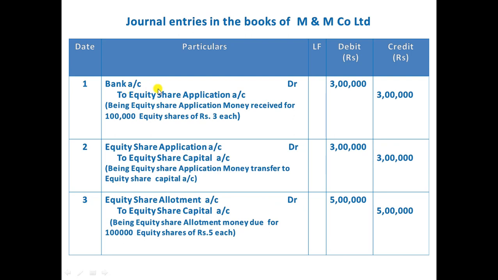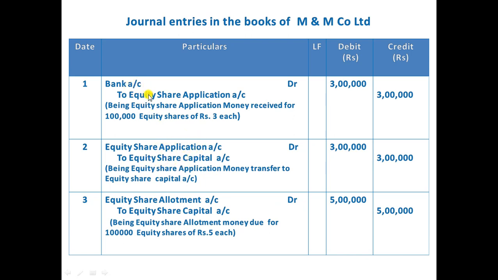After receiving this money, the company should transfer this application money to capital, because the company received this 3 lakh rupees as the first installment for the purpose of capital only. So the second entry is equity share application account debit to equity share capital, 3 lakhs. The application money is transferred to capital.